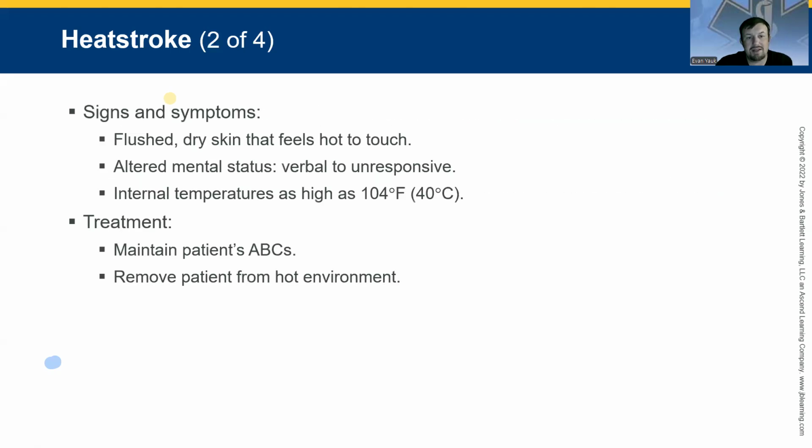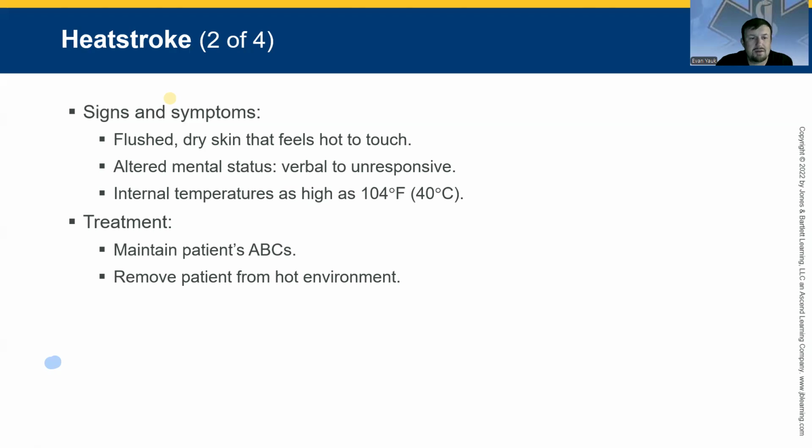Signs and symptoms. So we're going to get that flushed, dry skin that feels hot to the touch. Altered mental status, verbal to unresponsive. Verbal means I get their attention by talking, but do they make sense? That's a big one right there. Or they're just going to be flat unresponsive. Internal temperature will be as high as 104, or I'm sorry, 104 Fahrenheit, and Celsius at 40.